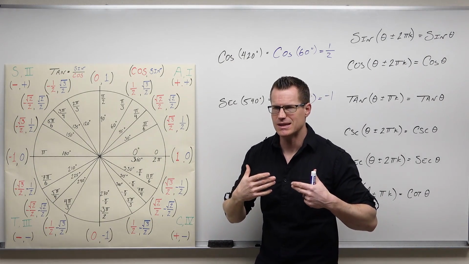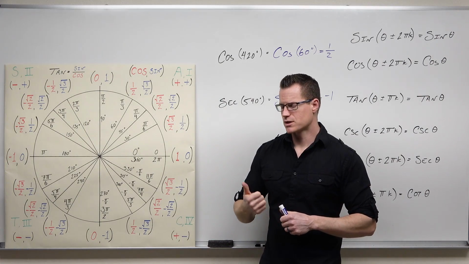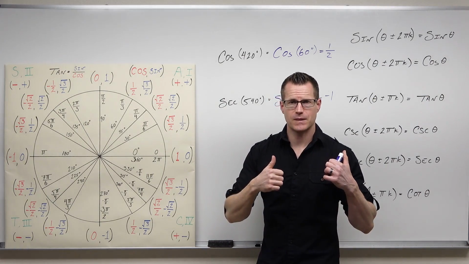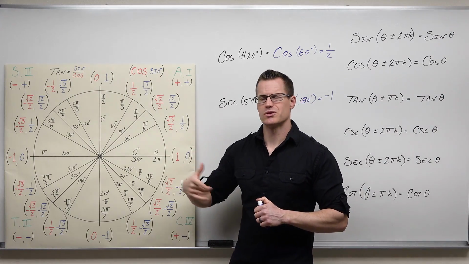We really should be getting these signs down. Sine and cosecant have the same signs in the same quadrants. So do secant and cosine. So do tangent and cotangent. So take a look at your unit circle and just really get used to that.